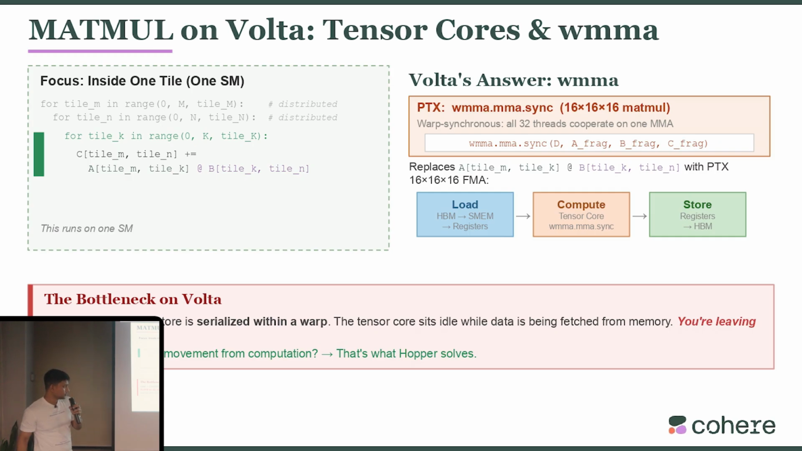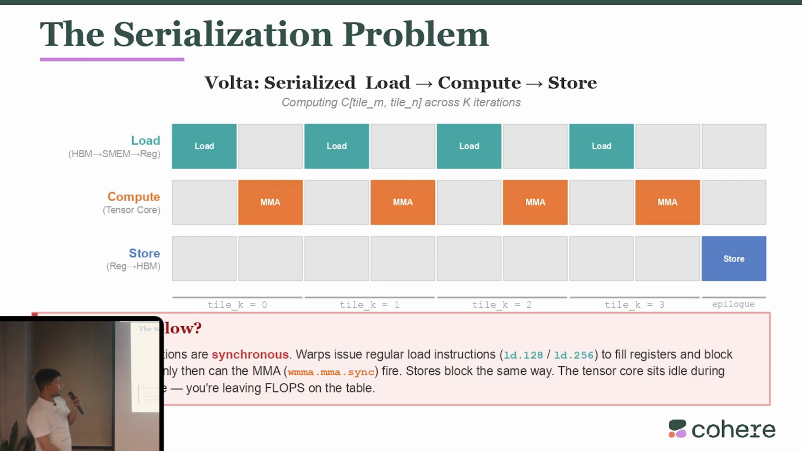We'll see in the next slide that this is basically the serialization problem that Volta gave. Once you have load, the MMA cannot function during that time. This diagram tells you that you are iterating over all the tile Ks, and then you are storing at the very end. When the load is happening, you can see the MMA is not functioning. So that was the major problem with Volta.